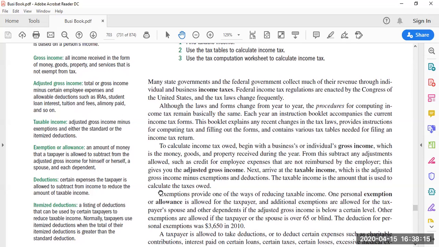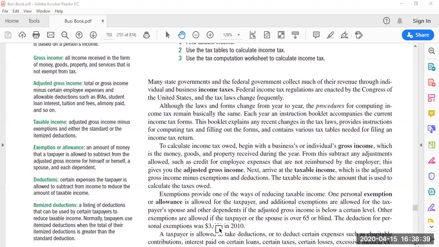So as we can see here, exemptions are, of course, one way that you can provide some reduction of taxable income. The more exemptions you have, the less tax you pay. And so, of course, if you have someone that you can claim as an exemption, by all means, you should claim them, because it's going to overall reduce the amount of tax that you have to pay for the year.